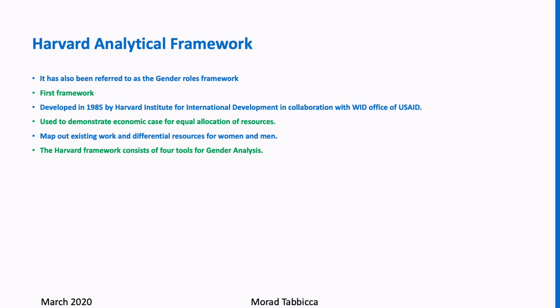Now, the whole idea is that if we are able to map out the differences, the kind of resources that are at women's disposal and that are at men's disposal, then we'll be able to know, okay, what kind of resources we can possibly give women so that they can also achieve the same economic potentiality as men. So it's trying to gain some sort of efficiency from women by providing women with access to certain resources that they lack. Now, the Harvard framework consists of four tools for gender analysis.